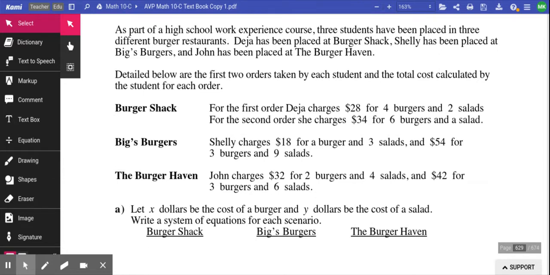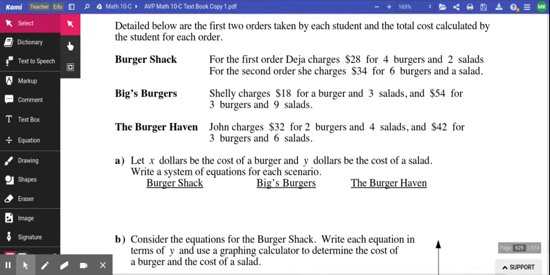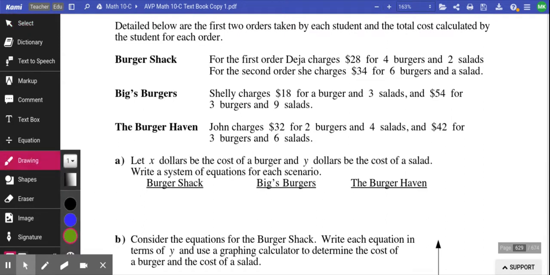Burger Shack. For Burger Shack, the first order, Deja charges $28 for 4 burgers and 2 salads. For the second order, she charges $34 for 6 burgers and a salad. Big's Burgers. Shelly charges $18 for a burger and 3 salads, and $54 for 3 burgers and 9 salads. The Burger Haven. John charges $32 for 2 burgers and 4 salads, and $42 for 3 burgers and 6 salads. Okay, awesome. We have 3 students that are working at burger restaurants, so they sold some burgers. We're going to turn this into math somehow.